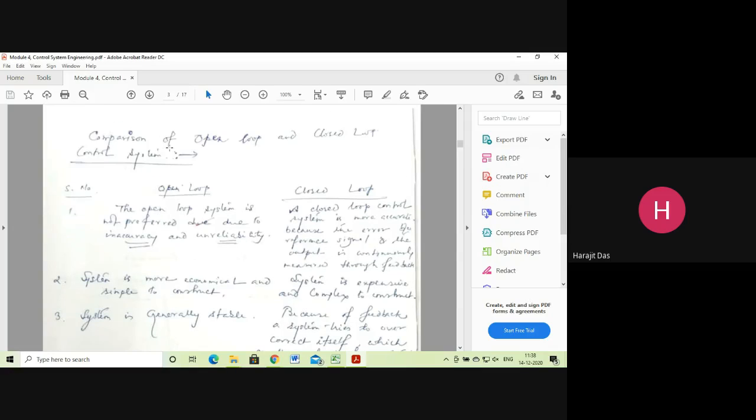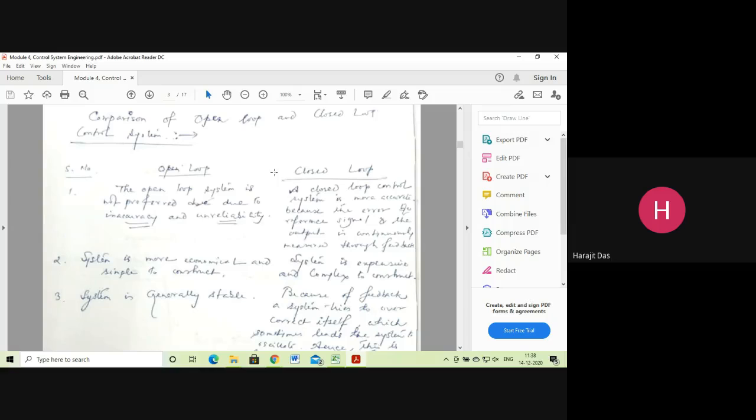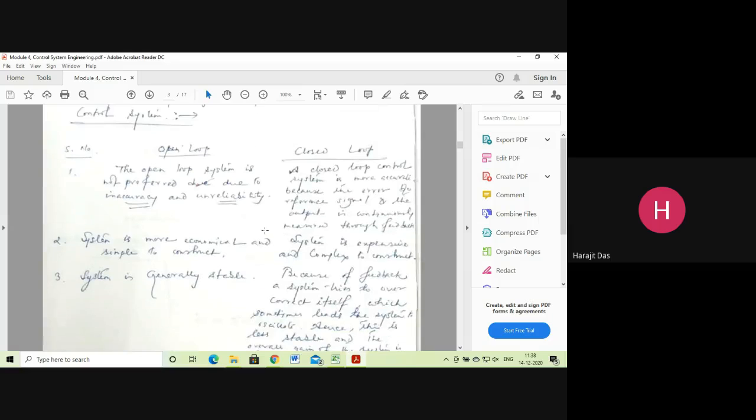Okay, so here is the comparison of open loop and closed loop control systems. You can see there are two columns where I have tabulated this difference. The open loop system is not preferred because of inaccuracy and unreliability. I have told you that in a manual control system you cannot predict what the output will be. When you set 20 degrees centigrade, you may not get 20 degrees centigrade. In winter you may get 18 degrees, and in summer you may get 25 degrees.